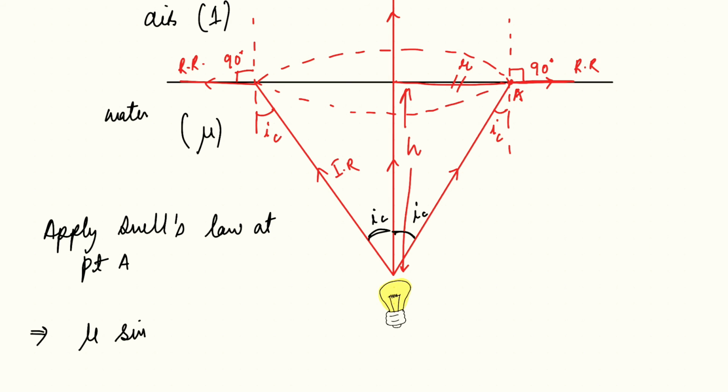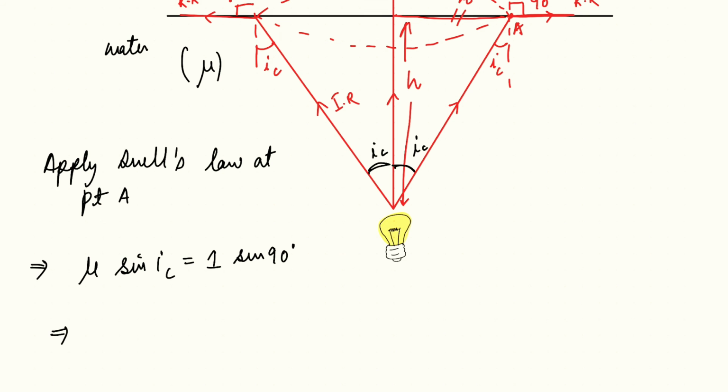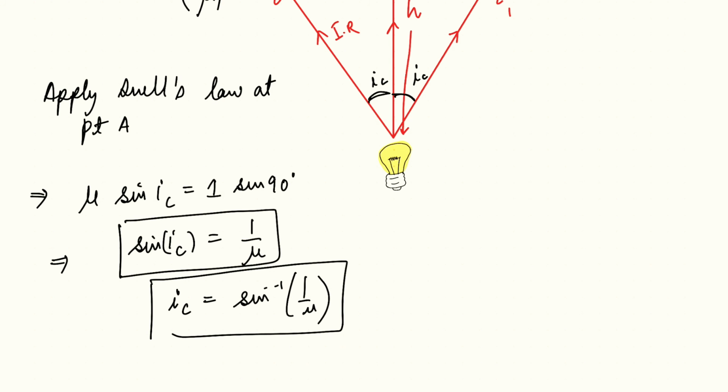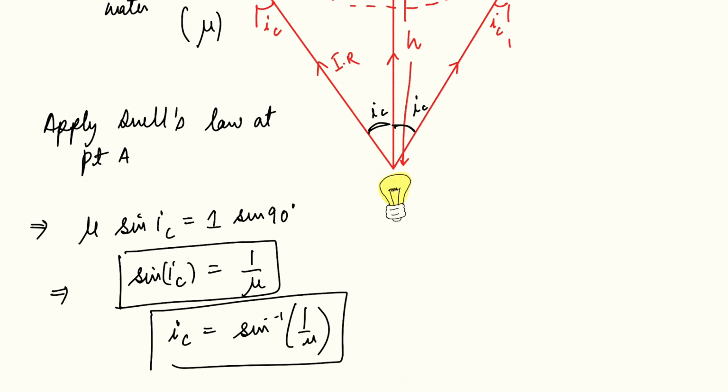Nu times sine of critical angle is equal to 1 times sine of 90 degrees. Is that a yes or no? Or I can simply write this as sine of critical angle is equal to 1 upon nu. Or I can say I critical is equal to sine inverse of 1 upon nu. So this is one thing that I know. These two equations are very important: sine critical angle is 1 upon nu, or I critical is sine inverse 1 upon nu.